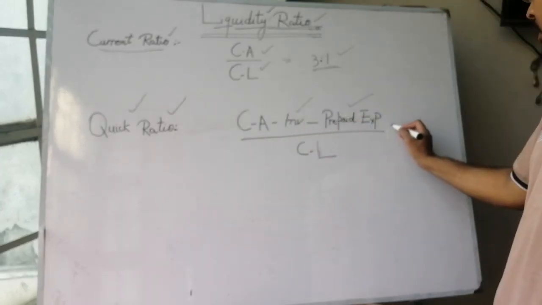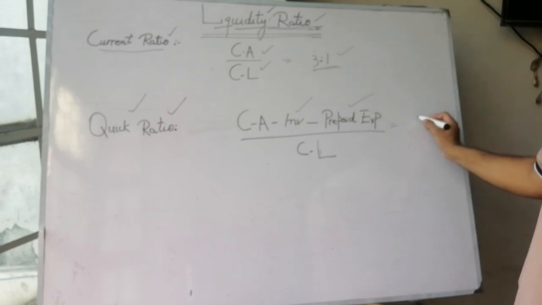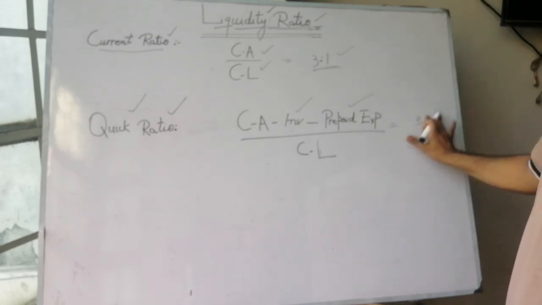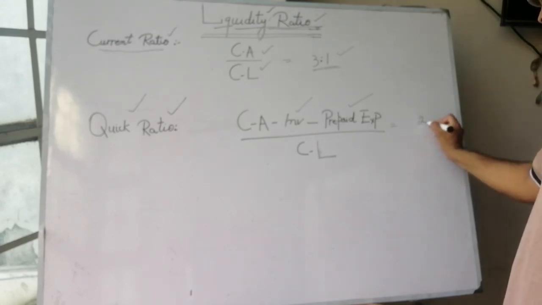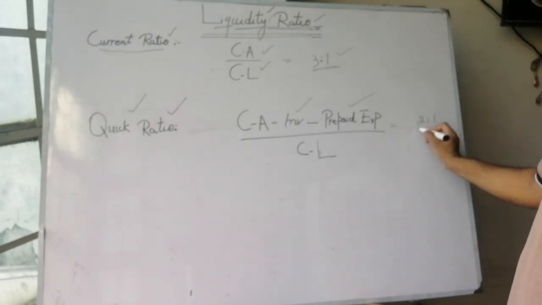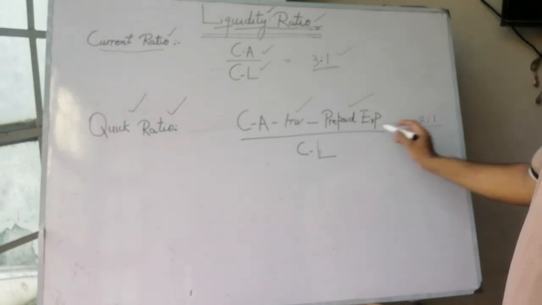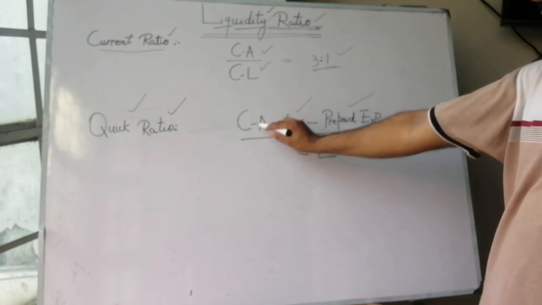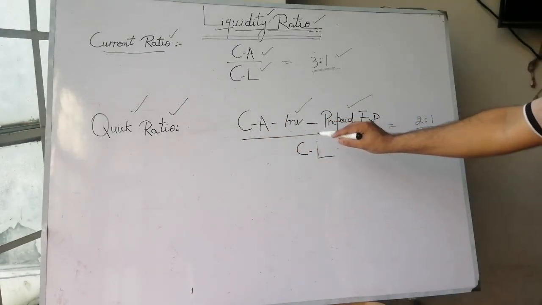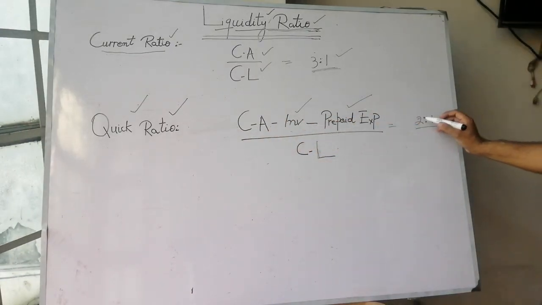So we will put in the values and whatever the answer is, suppose it is 2:1. It means that if we deduct prepaid expenses and inventories from current assets, the company can still pay back its liabilities. The company still has 2 rupees of assets to pay back a loan of 1 rupee. So this was about the ratios.